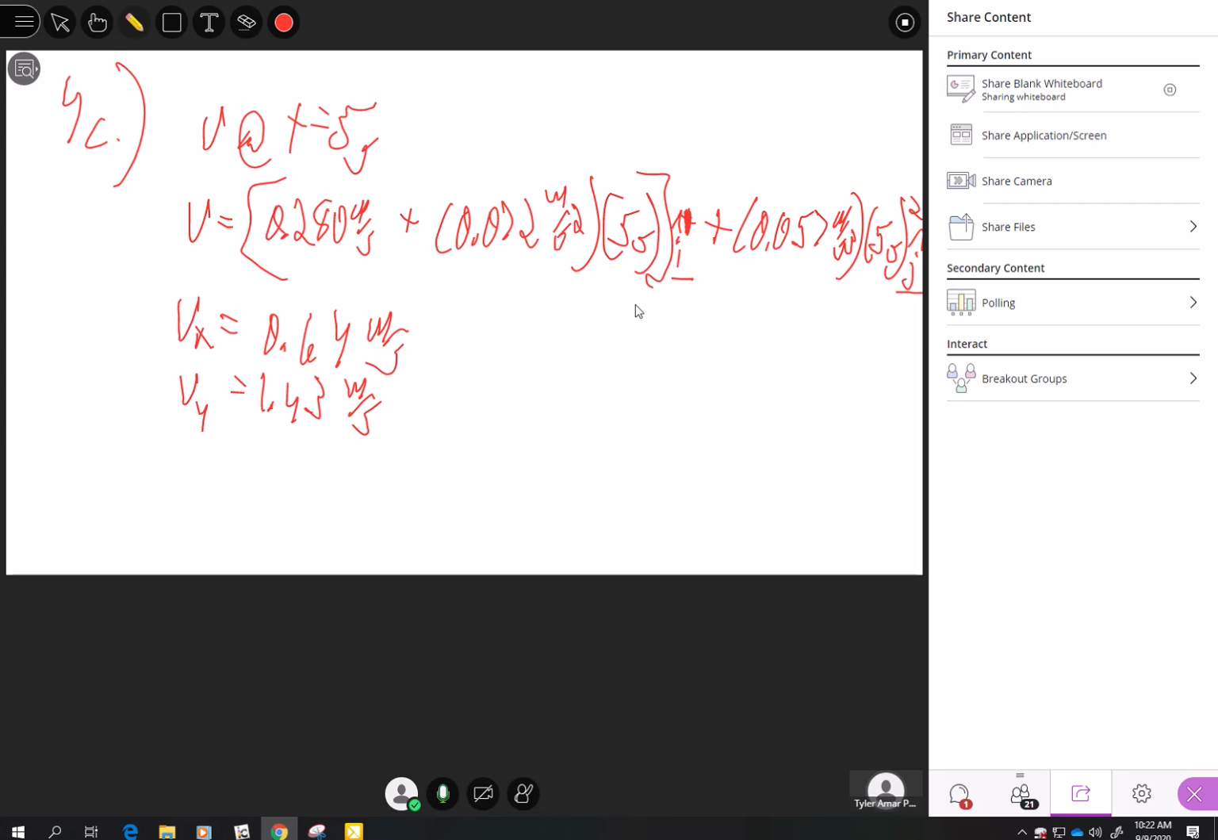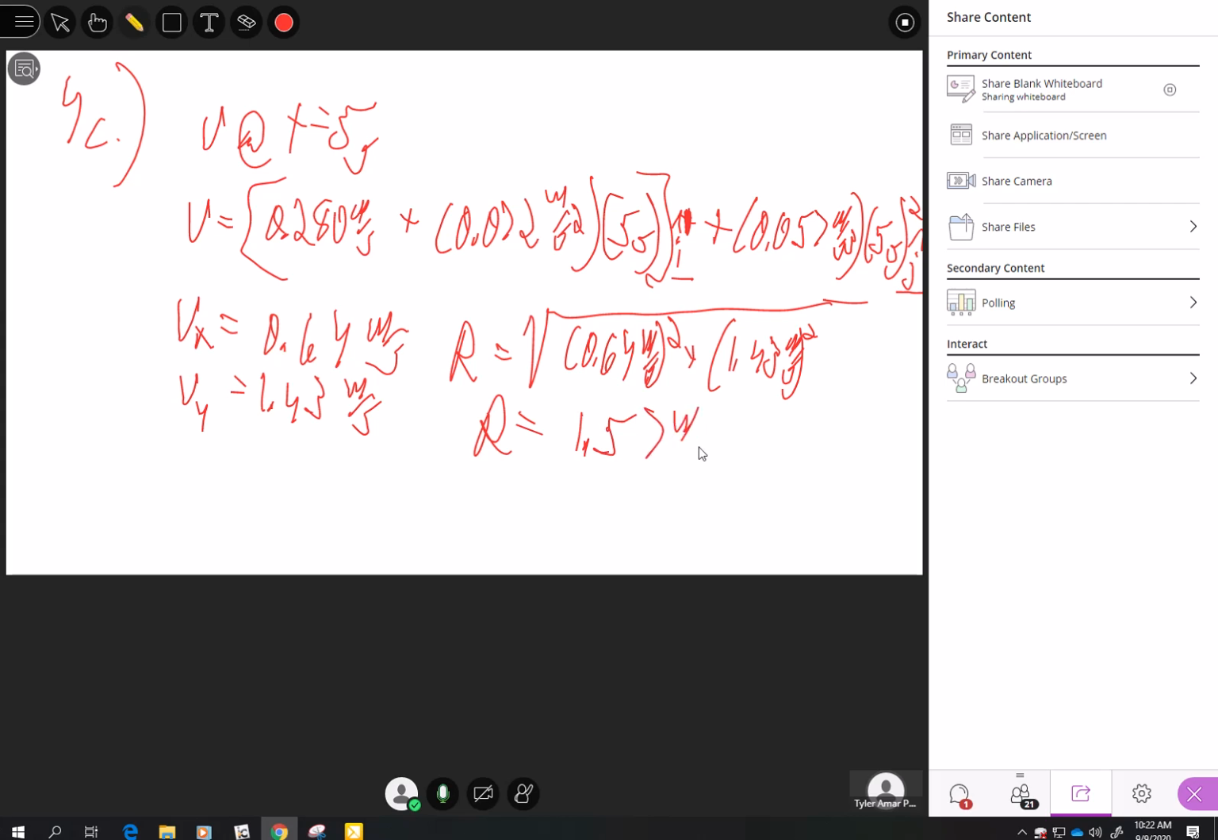Now we've got to find what? It said the magnitude and the direction, so that's going to be the square root of the squares. Plus, and you don't have to put the units if you don't want to when you do the square root of the squares. I won't count off. And so the magnitude of the velocity is going to be 1.57 meters per second. There's the magnitude.